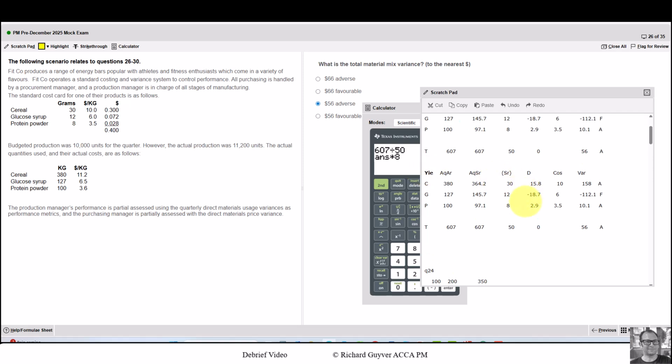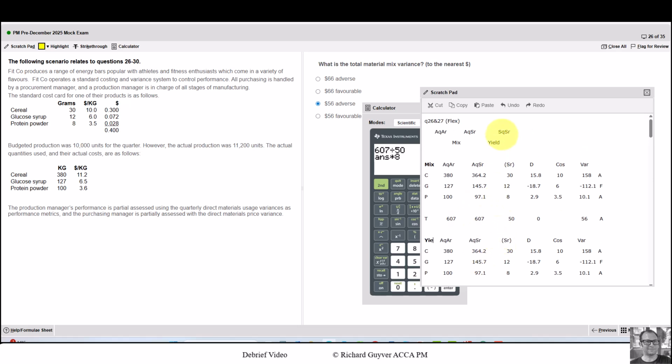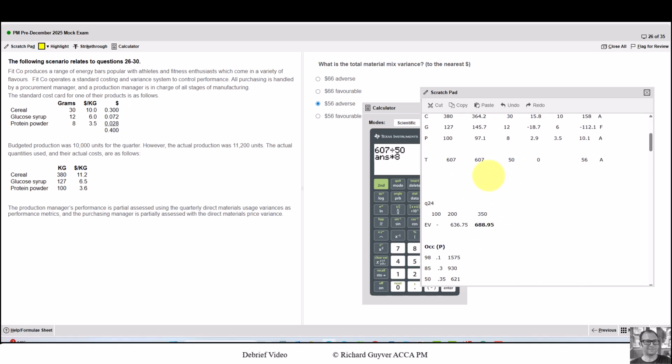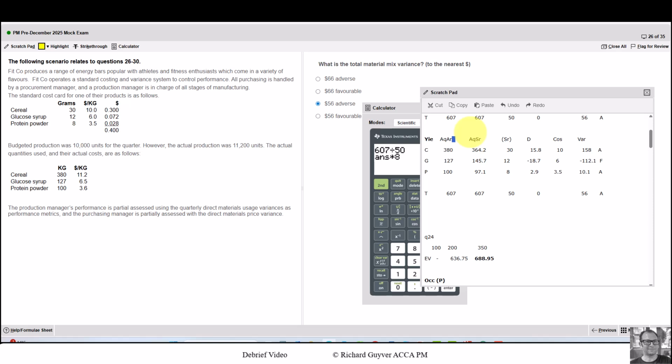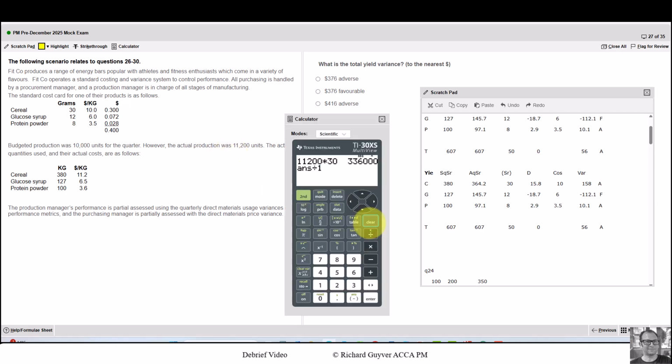And for my yield variance, I've copied and pasted this because I'm going to reuse some of it. So AQSR is reused, that's this one, but now we need SQSR. So I replace the first column with the standard quantity at the standard ratio. And this is where I flex my budget. I take the standard cost card where it uses 30 grams for 1 unit and we made 11,200. And then I need to divide that by 1,000 to bring it into kilograms, so I end up with 336.